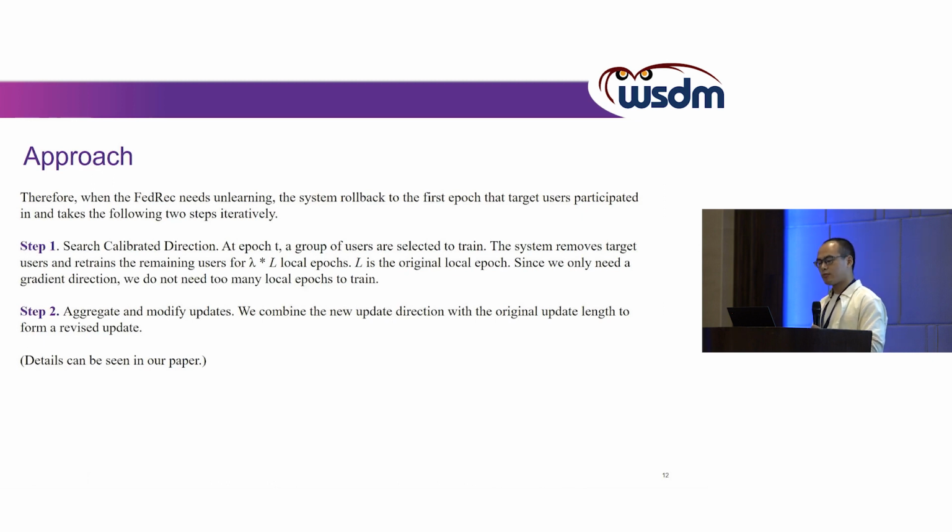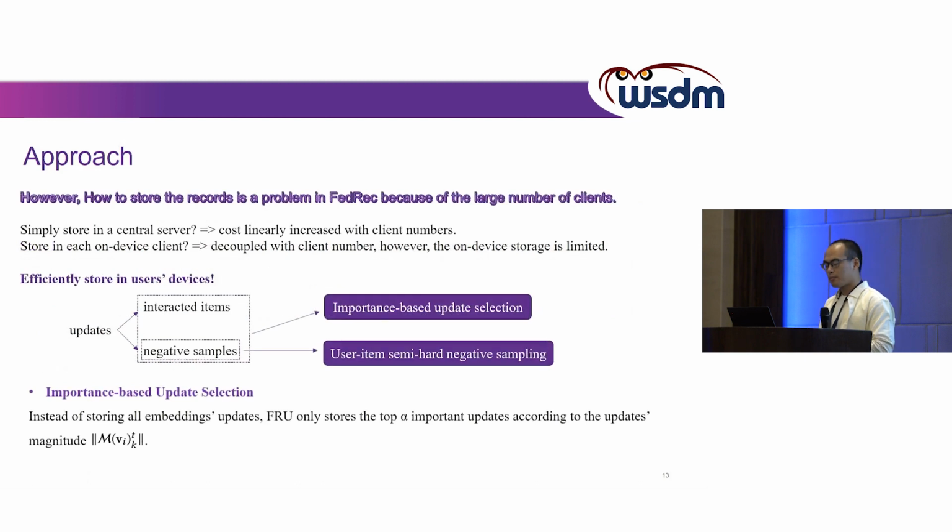So after we search for the calibrated direction, we just need to aggregate this modified direction to get a new FedRecs. But as we mentioned, in FedRecs we have a large number of clients. So how to store these updates becomes a question. One simple way is to store them in a central server. However, the cost of storage will linearly increase with the client number.